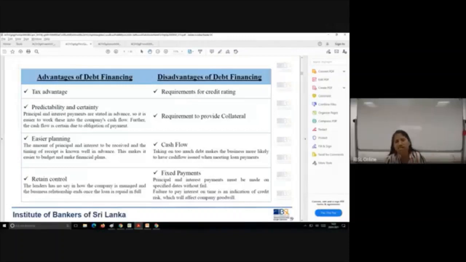But what are the disadvantages of debt financing? You need to have a credit rating. As a person who's trying to get debt financing, you need to have a credit rating in place. That is going to help you to market that debt financing, debt issue.